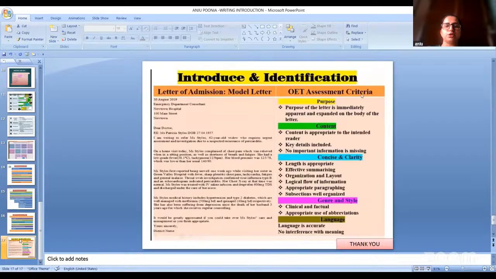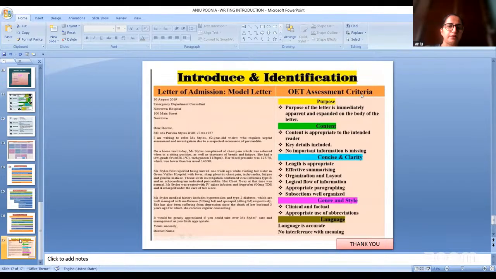So this is the introduction and identification. This is the letter format. And this is cohesiveness. Sometimes we forget, though I already explained, but if somebody is a beginner, they don't know what the purpose is, what the content is, or where we need to focus: conciseness and clarity, genre and style, and language.